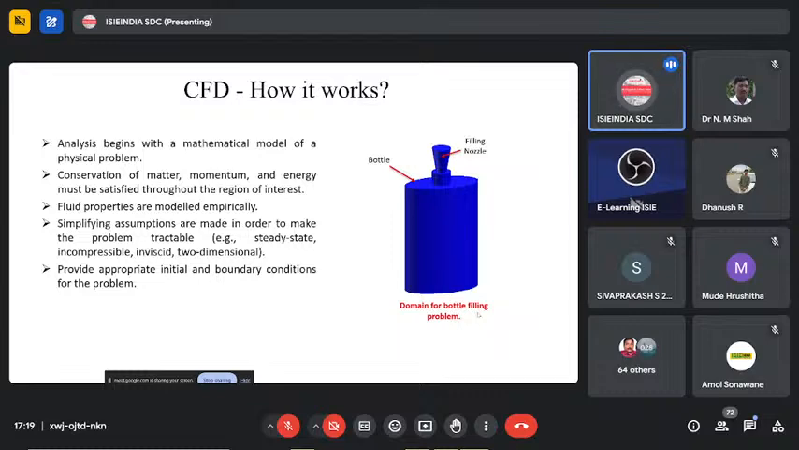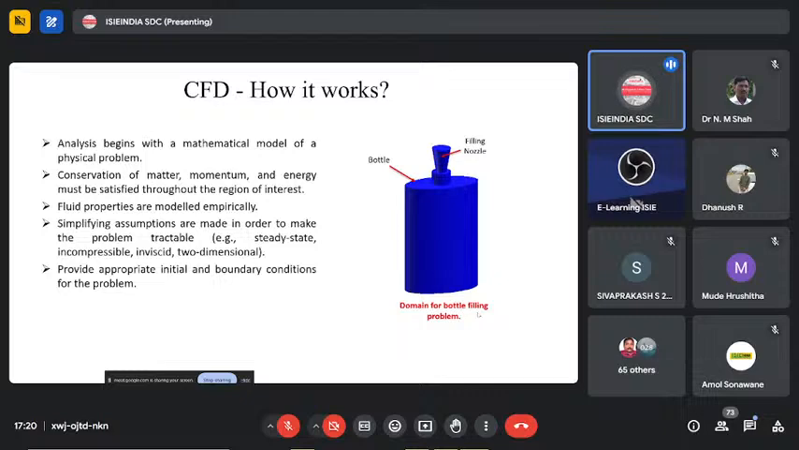These assumptions help reduce the complexity of the equations to solve in the CFD software. Appropriate initial and boundary conditions are also provided to define the state of the fluid at the start of the simulation, and the behavior at the boundary of the domain. In the bottle filling problem, the initial condition might include the initial air or water level in the bottle, while the boundary condition could be the flow of water from the nozzle and the pressure at the top of the bottle.